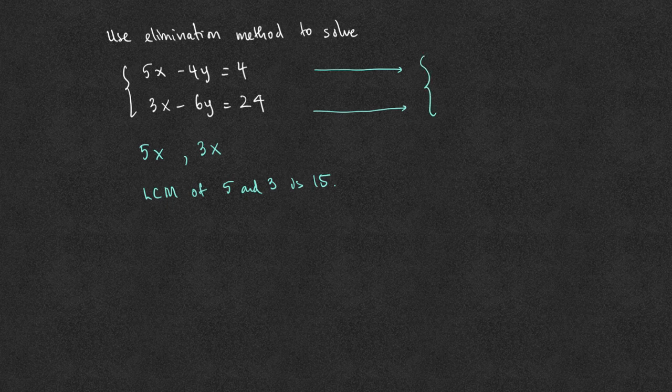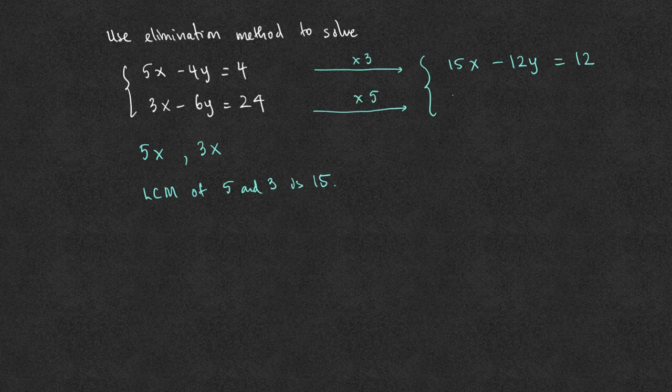If we take the first equation and multiply by 3, because we want to end up with 15x, then the first equation is now 15x minus 12y equals 12. We need to multiply 3 to every single term on the left and on the right hand side of the equal sign. We use the second equation and multiply by 5.